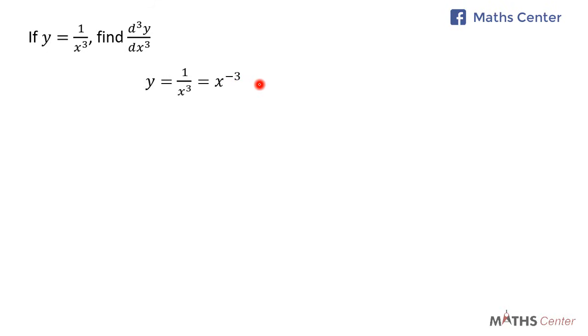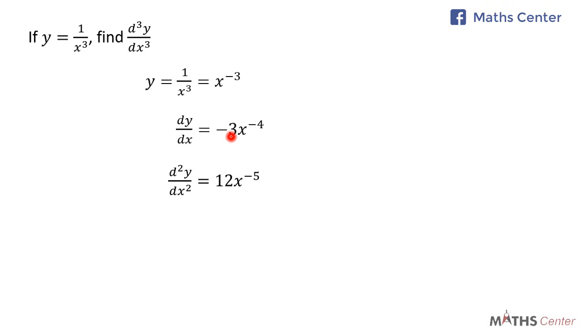Let's differentiate it for the first time. If we differentiate it for the first time, we know that this gives us negative 3 x exponent negative 4, because the negative 3 will drop and multiply, and then we reduce the exponent, which is negative 3, by 1. So we have negative 3 x exponent negative 4. Now this gives us the first order derivative. We will have to differentiate this function again. So we will take the second order derivative.